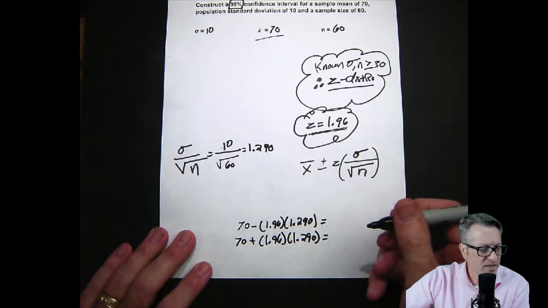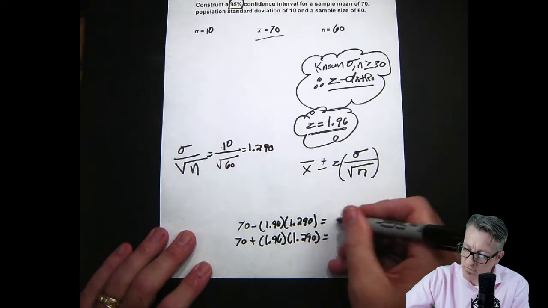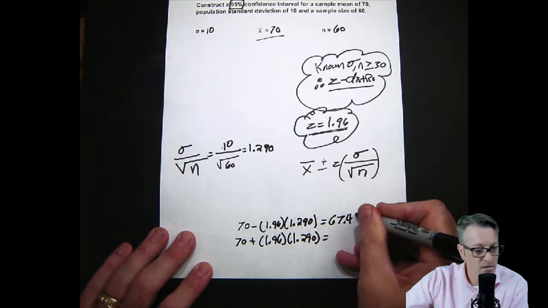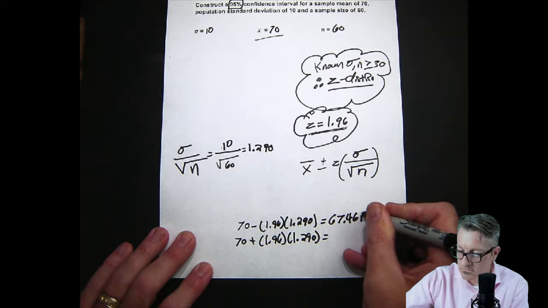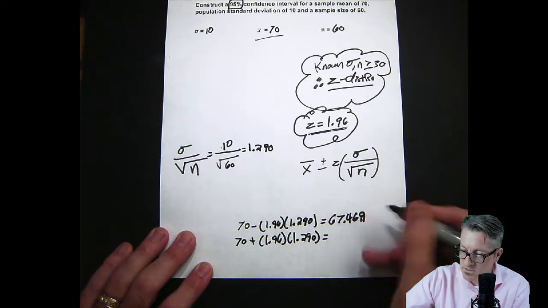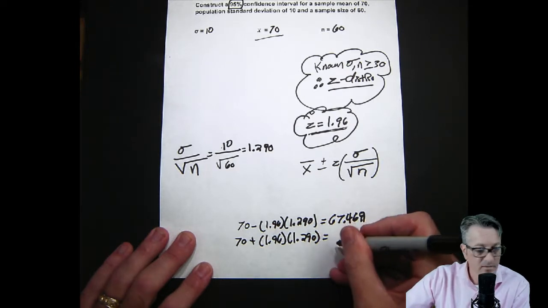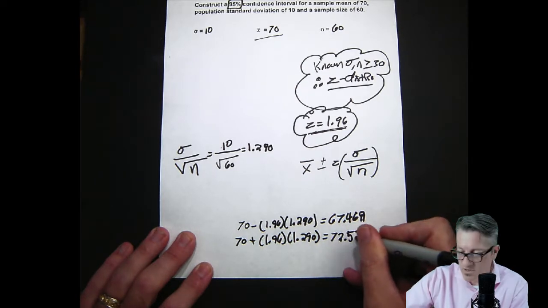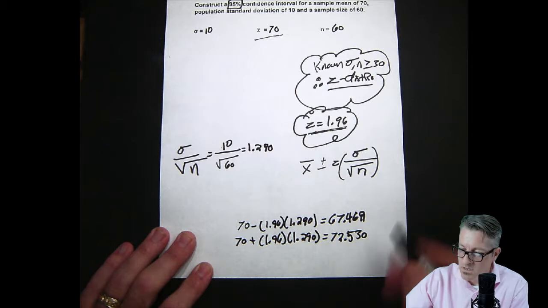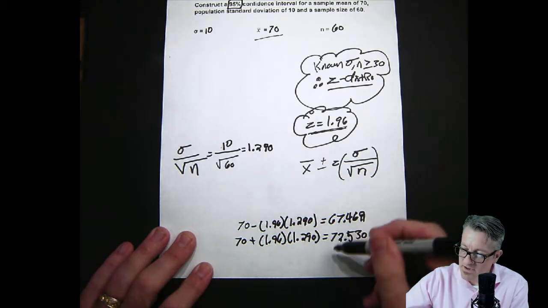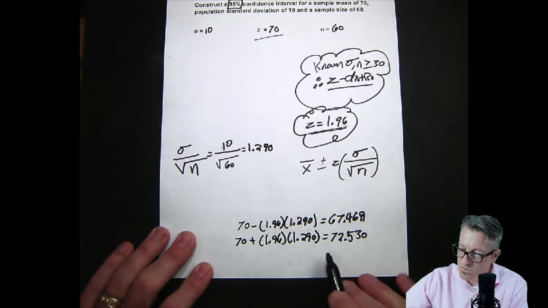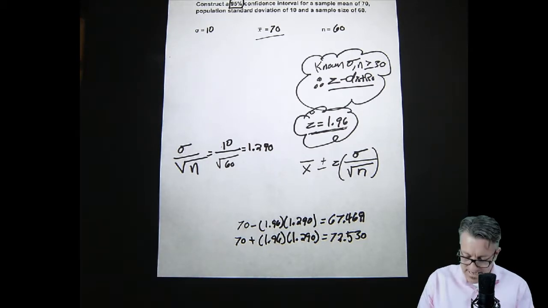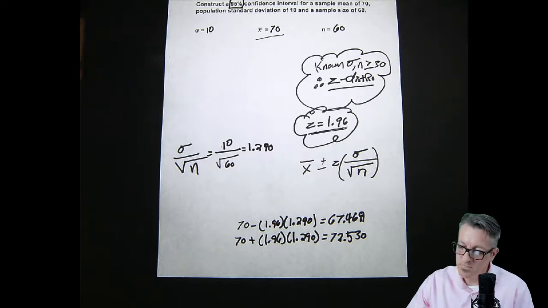The values I've already calculated out, and it is 67.469. Oh, my 9 didn't look too good, but that's a 9 right there. And then the positive is 72.530. So about 67.46 to 72.53. Okay, let's work this out now on the calculator. Make sure we're right.